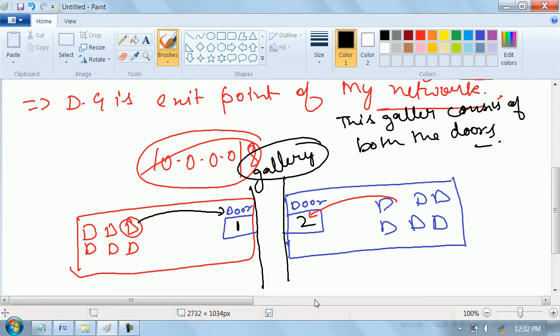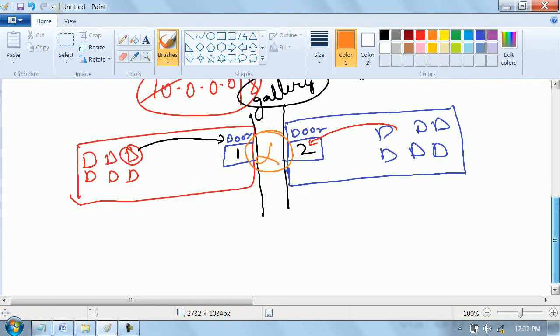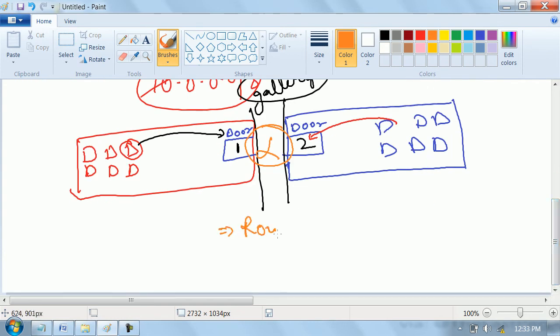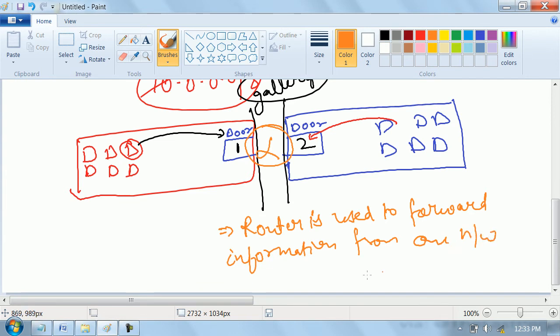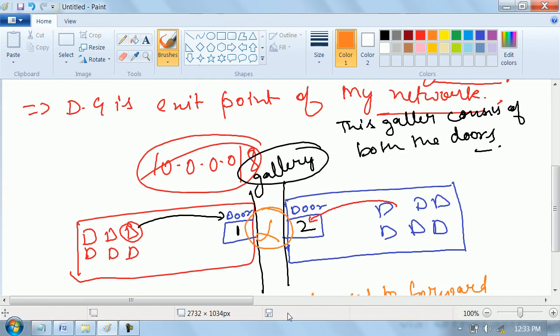Now, think of it like this. This is a router. What is the use of a router? A router is used to forward information from one network to another network. Now guys, just tell me one thing. Clear? Now just tell me one more thing.